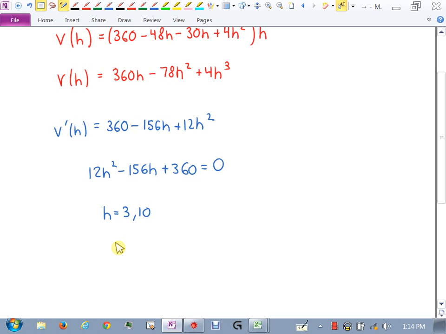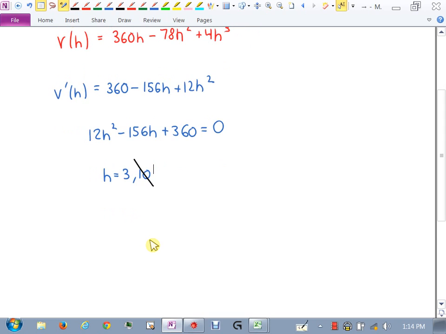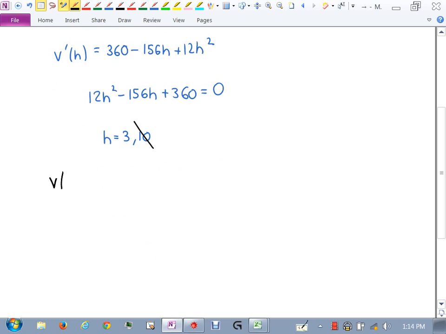But I do need to throw one of these out, don't I? I need to throw out 10, because 10 is not in my interval, 0 to 7.5. So right now what I need to do is the volume at 0, the volume at 7.5, and the volume at 3. And those go into the original volume equation. You should get 0 here. You should also get 0 here. Do y'all get that? No, oops, 7.5, you get 0.